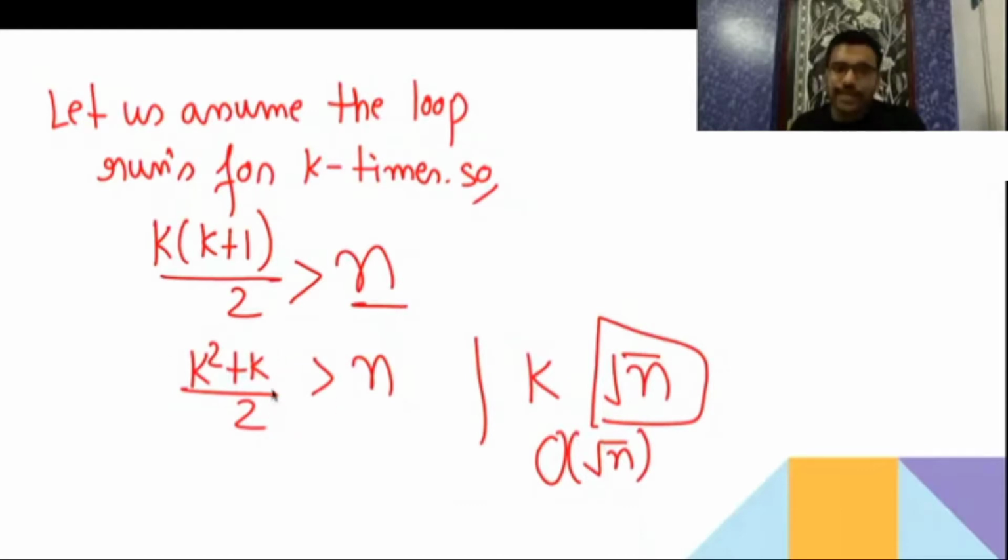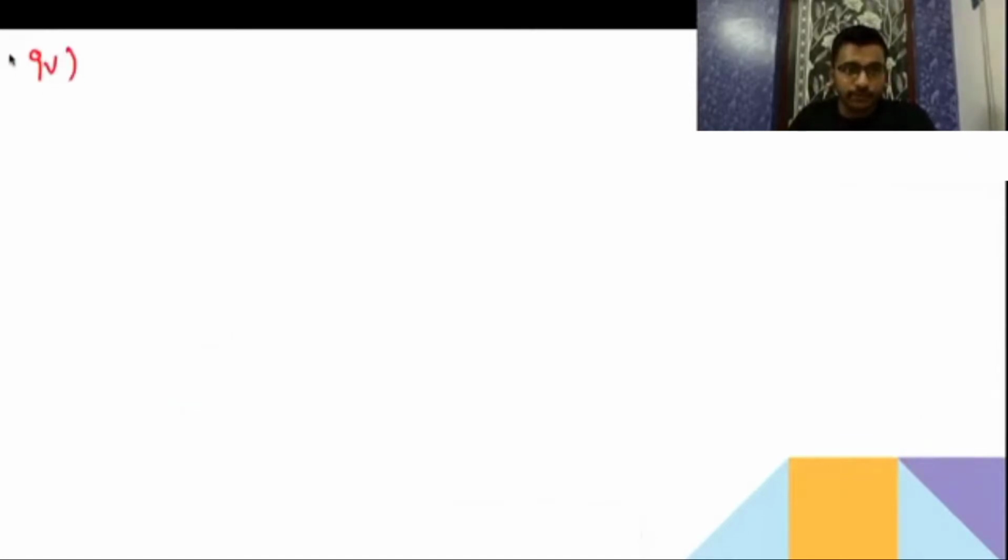Am I clear? Because you can remove that constant. K is a constant, 2 is a constant. You can remove that. Now, similarly, see the next problem.